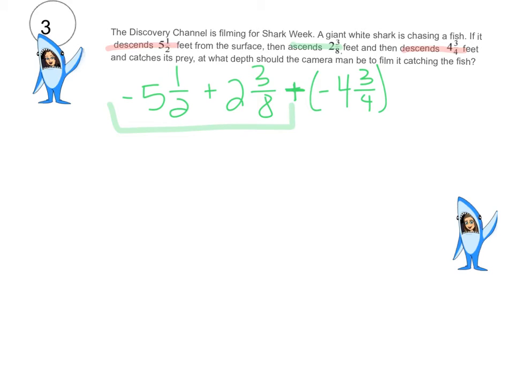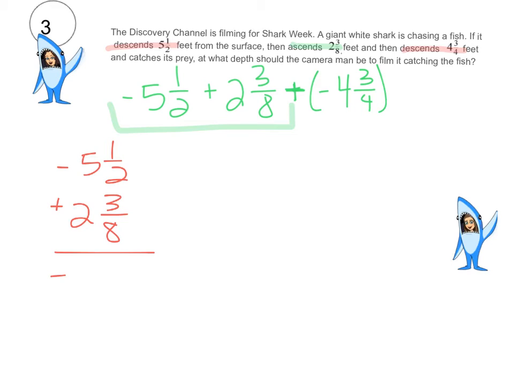Why don't you pause the video, and then once you get an answer, come back to the video and check your work. So we've got negative 5 1/2, and we are adding that to 2 3/8. So really, in the long run, we are subtracting these two numbers. I'm going to go ahead and put a negative because I know my answer is going to be negative because the 5.5 has a higher absolute value.